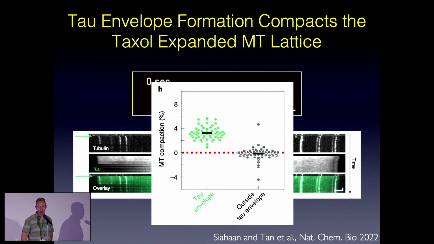So the take-home message of this is that the microtubule lattice is not a static structure, it's actually a dynamic structure, and that the binding of other important molecules, such as tau, can actually alter the structure of the lattice, which again maybe has implications for things such as consciousness that people are interested in at this conference.